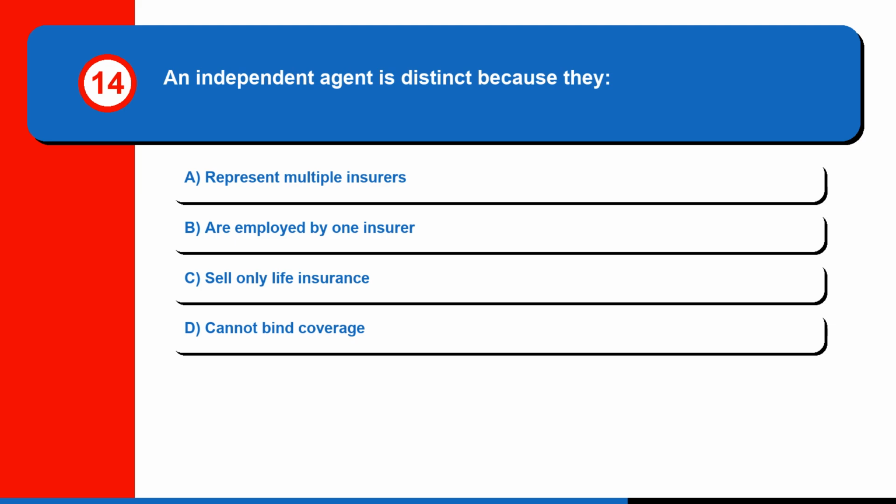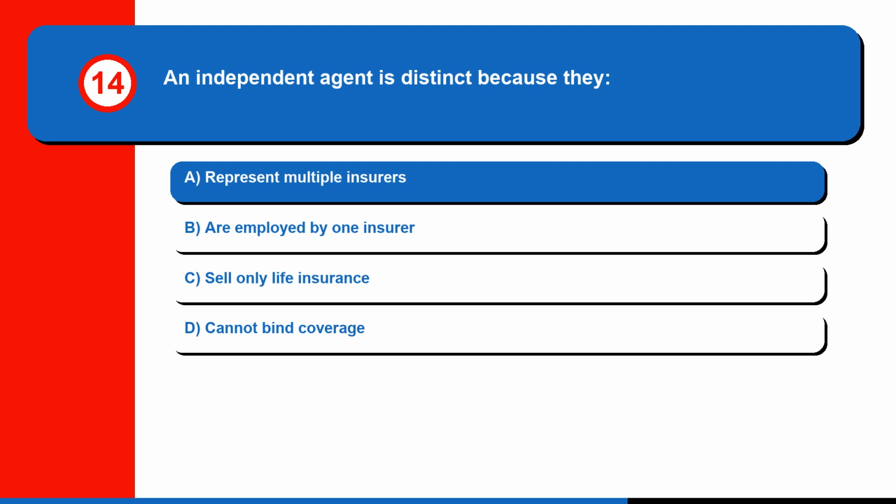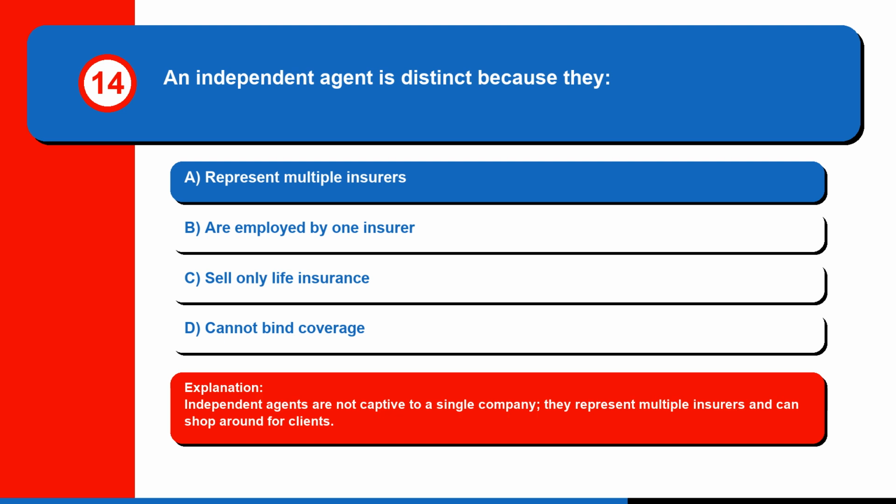Question 14. An independent agent is distinct because they A. Represent multiple insurers, B. Are employed by one insurer, C. Sell only life insurance, or D. Cannot bind coverage. The correct answer is A. Represent multiple insurers. Independent agents are not captive to a single company, they represent multiple insurers and can shop around for clients.